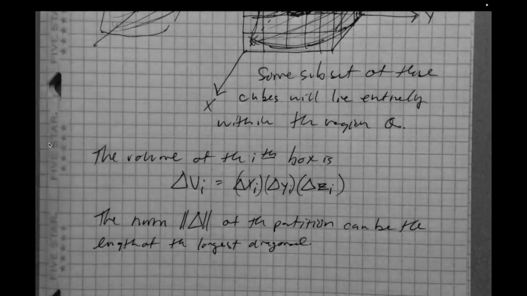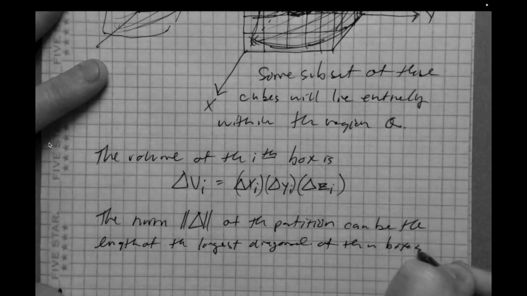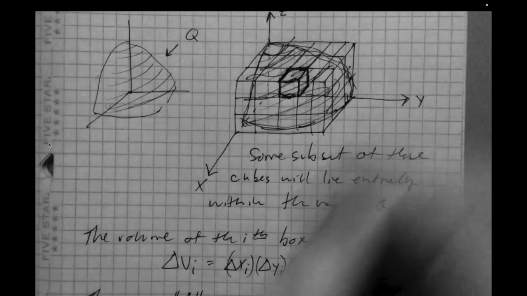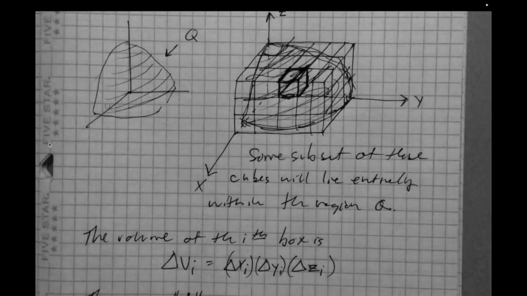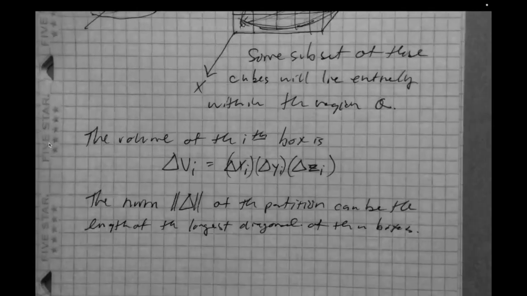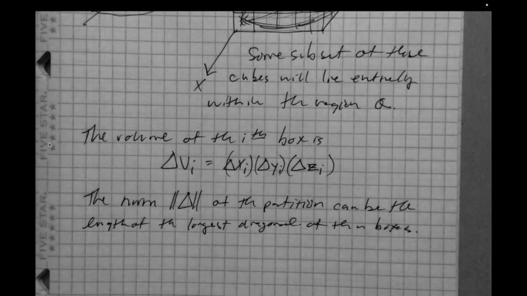Okay, it can be the length of the longest diagonal of the n boxes. So there's something we can define such that we know when the norm is going to 0 and when it's arbitrarily small, and it's going to be the length of this longest diagonal. So there's some diagonal in here. And we've got an approximation for each of the cubes.